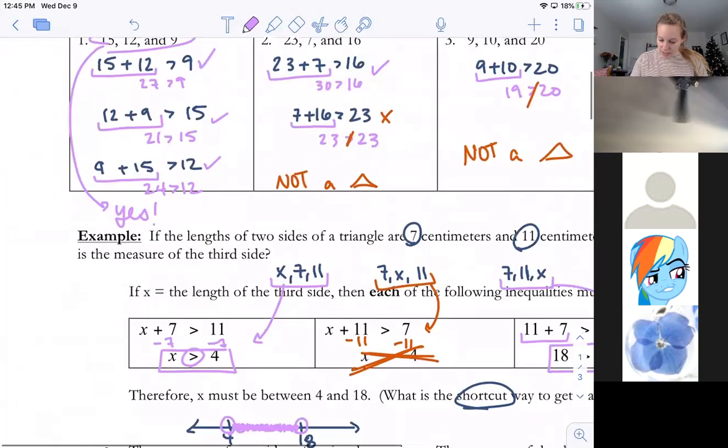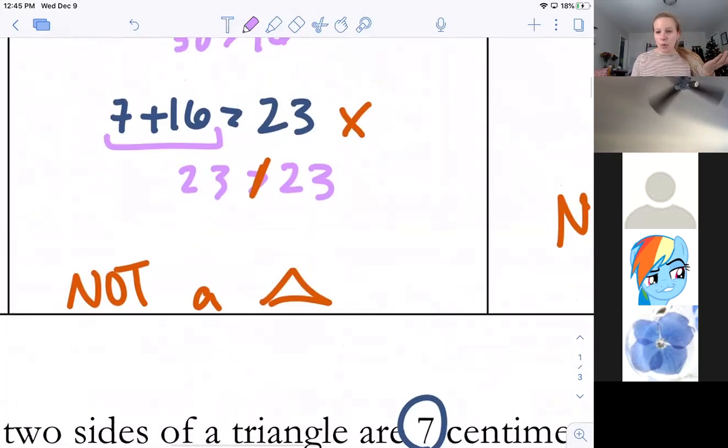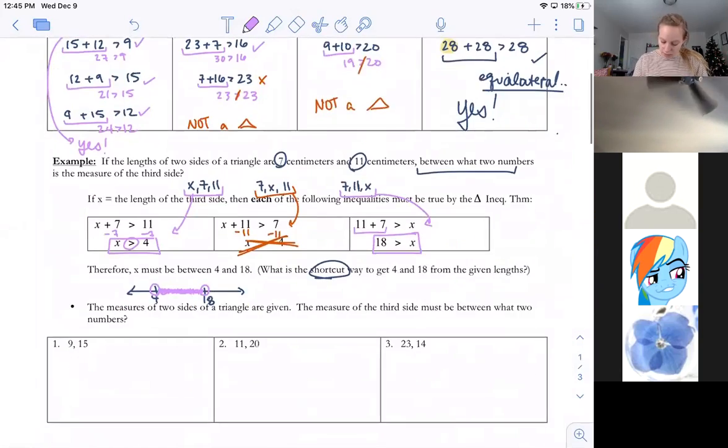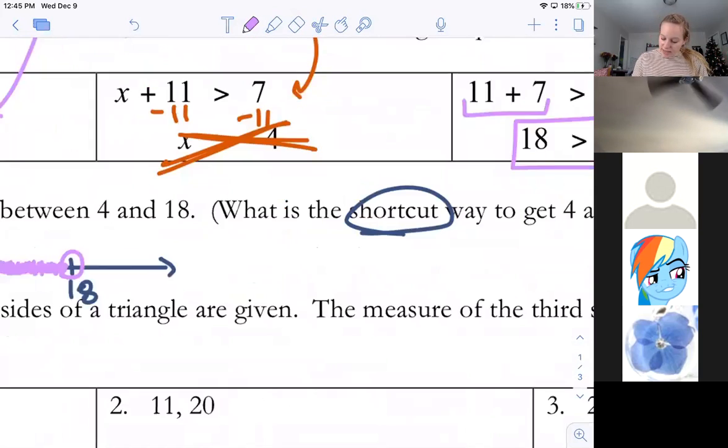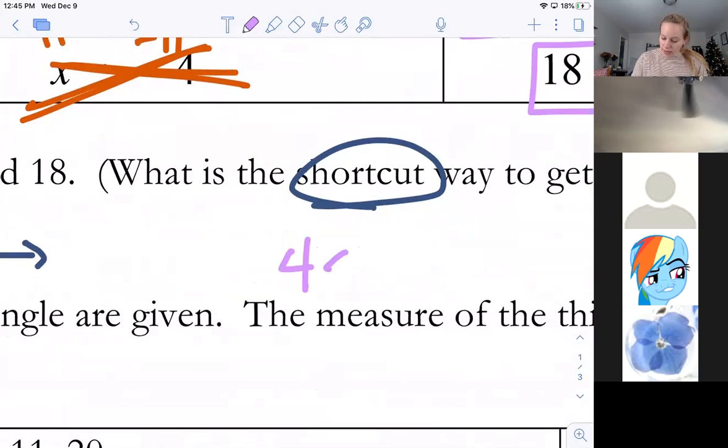If you remember from this problem up here, I said, is 23 greater than 23? No. So we could not have had these sides where the sum is equal to the other side. That's not okay. That's a problem. So we use our open circles, and we're going to write this as an inequality. So we're going to say 4 is less than x, which is less than 18.